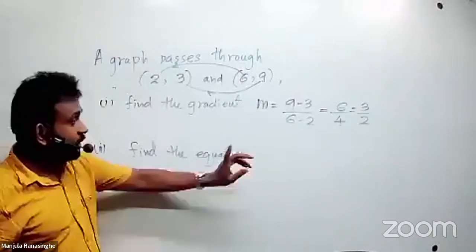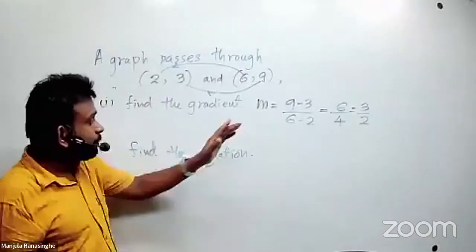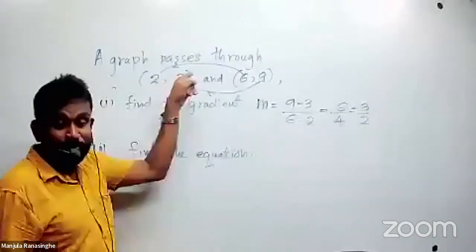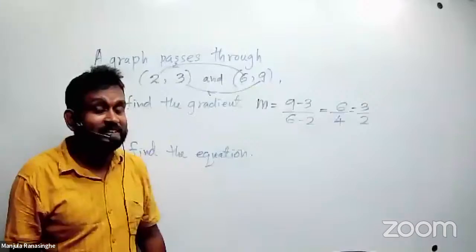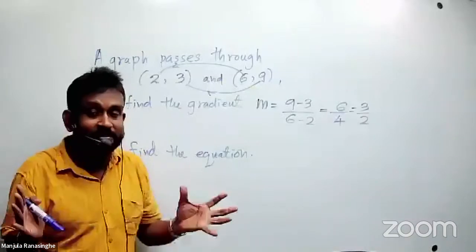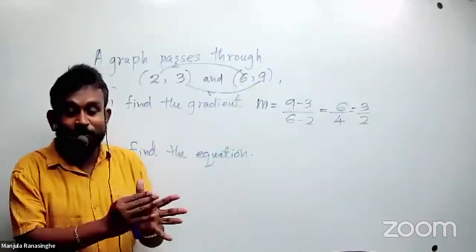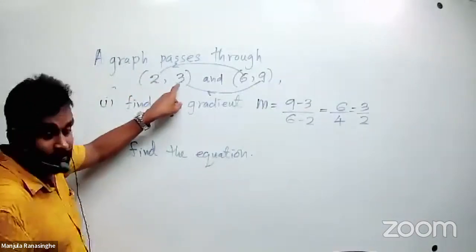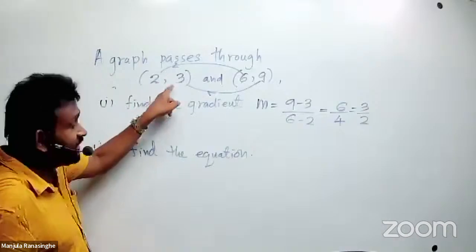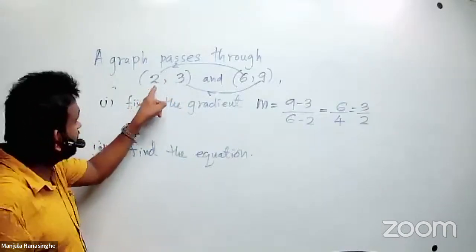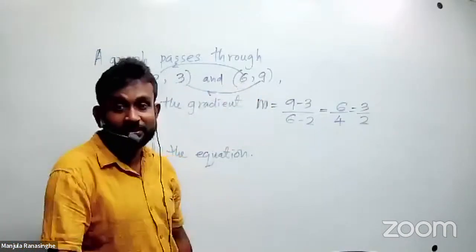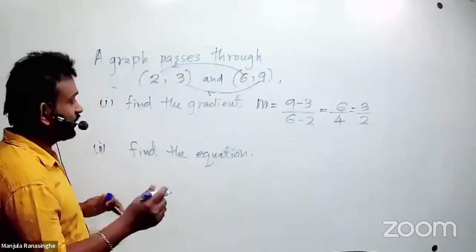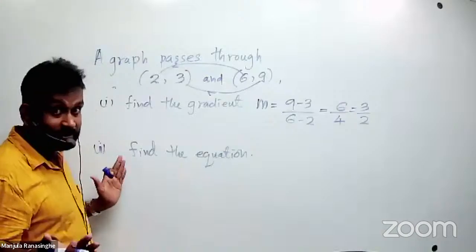Okay, now m is known. But by looking into the coordinates, you cannot find the intercept. You know that the intercept format is 0 comma something. But can you see any coordinate with x coordinate 0? No. Here x coordinate is 2, here x coordinate is 6. Then what to do? This is the bit difficult part. So now we do not have the intercept.